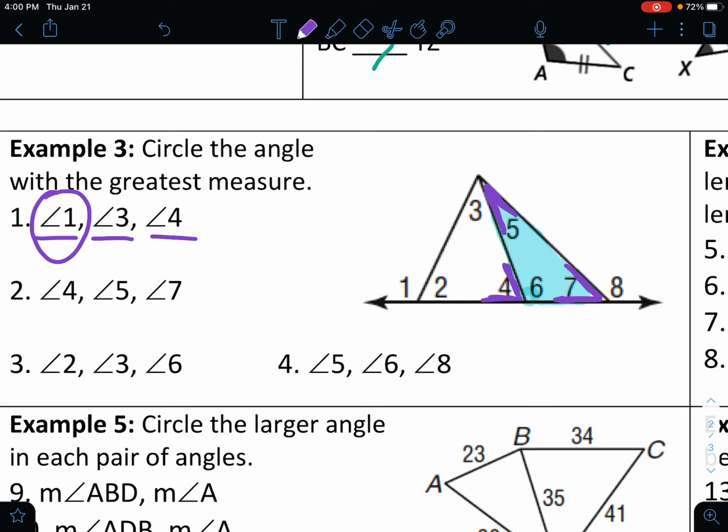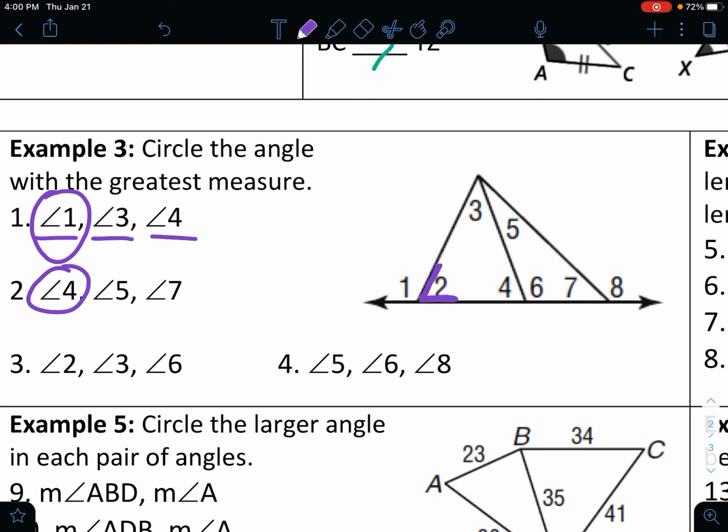You can see that 5 and 7 are remote interior angles, and 4 is on the outside of the blue triangle that I just highlighted. So 4 has to be greater. The one that's different, the one that's outside, is going to be the bigger one. Since the two of them were inside, the one that's outside is greater. Let me get rid of all that.